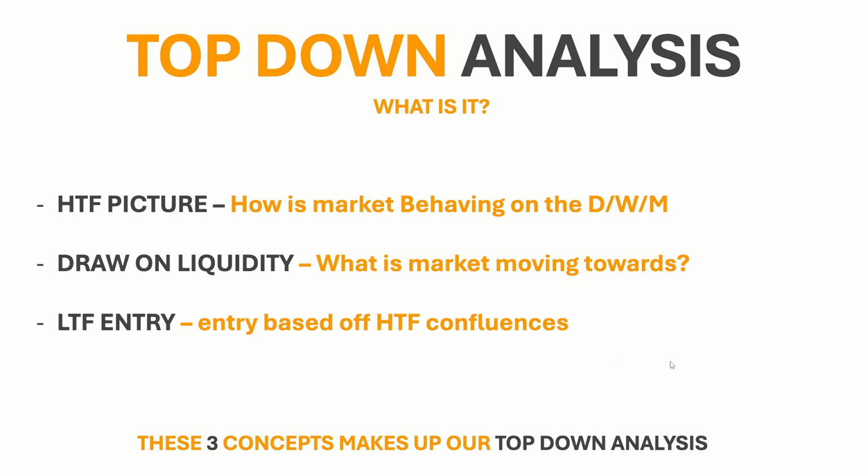This brings us on to our draw on liquidity. Now, I want you guys to pause this video and answer this question in the comments. What is market moving towards? The answer is market is either moving towards liquidity or market is rebalancing fair value gaps. Or we can summarize this as PD arrays. Now, the PD arrays we are going to use are breaker blocks, order blocks, fair value gaps, swing highs and lows, previous candle highs and lows, and mitigation blocks.